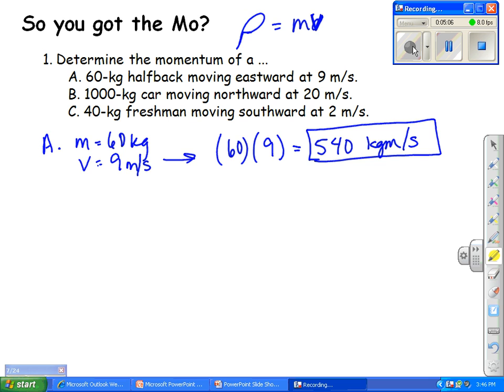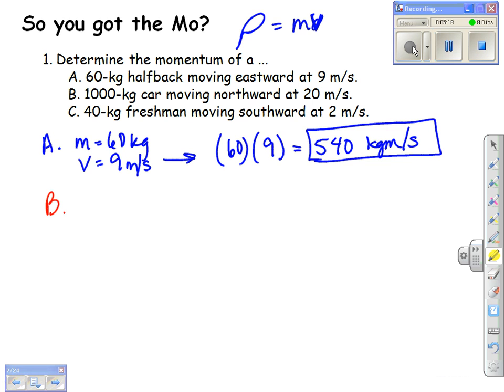Now this momentum is eastward. Okay, so it is one of those things that we could talk about directional information because velocity is directional speed. Okay, so remember that.